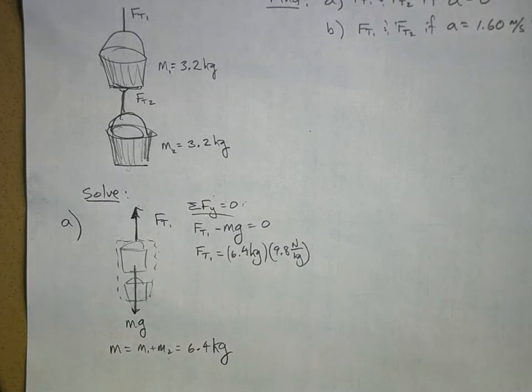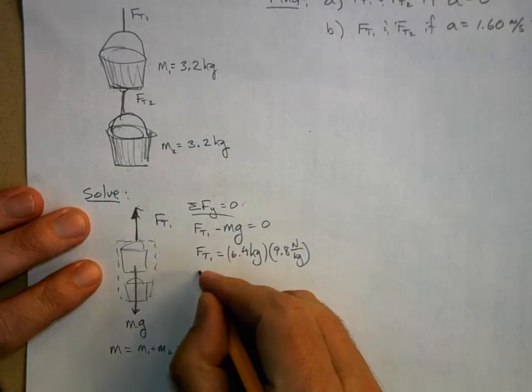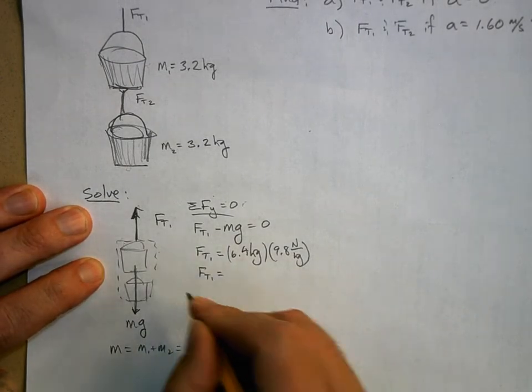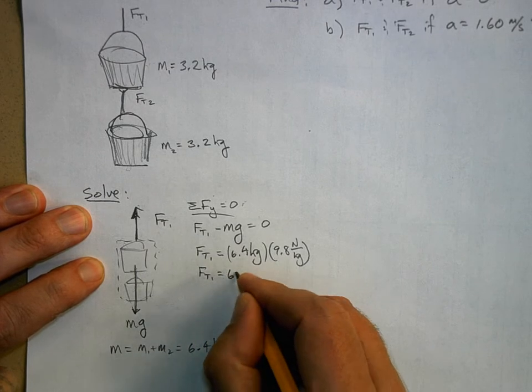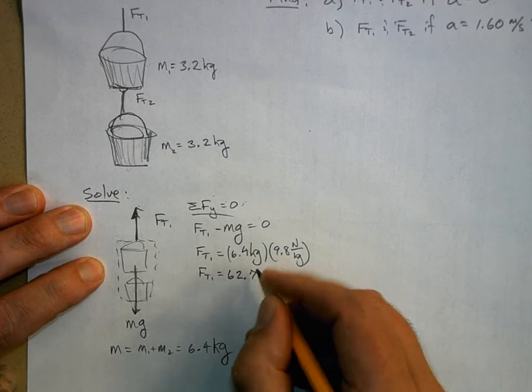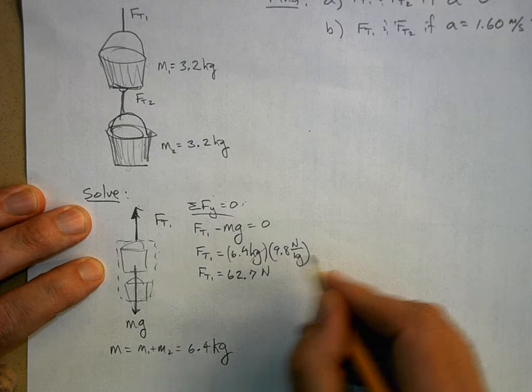And so I did a calculator. 6.4 times 9.8, that's 62.7 newtons. Right?